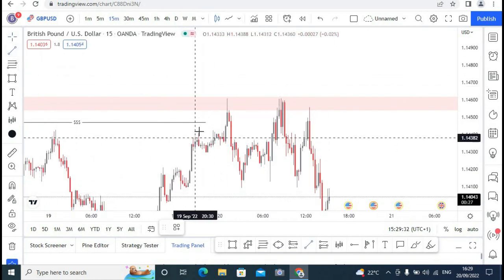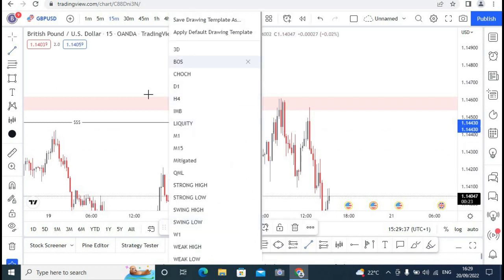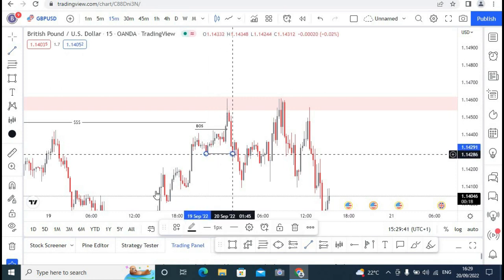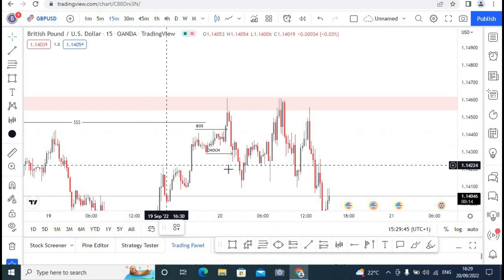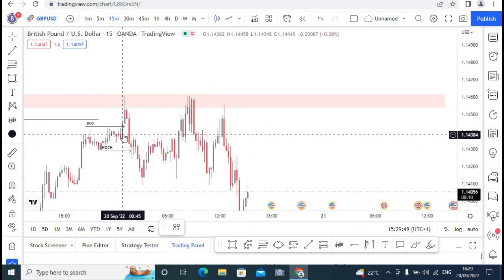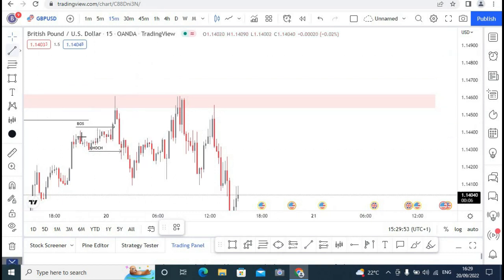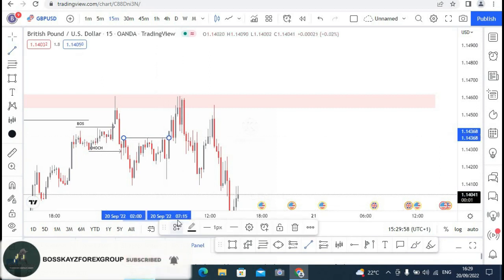They did give us a breakout structure, change of character around this zone, change of character, something like this. You can also see that we did have this bullish engulfing candlestick. So this was a liquidity. So the next thing which you like to see, you want to see a zone being induced.